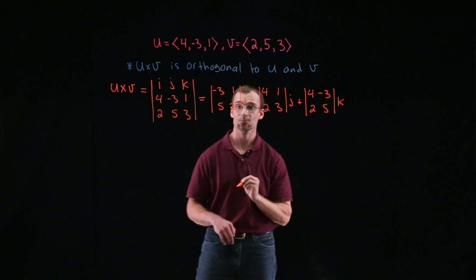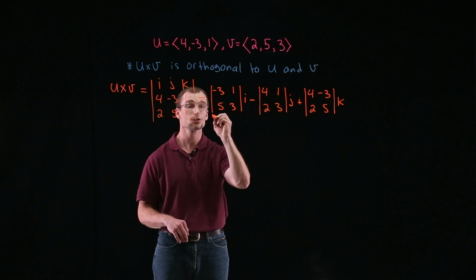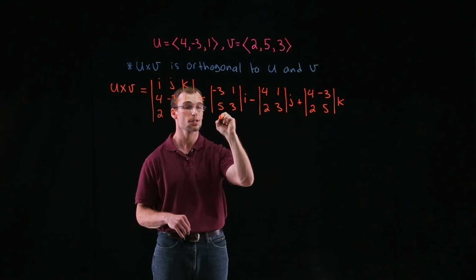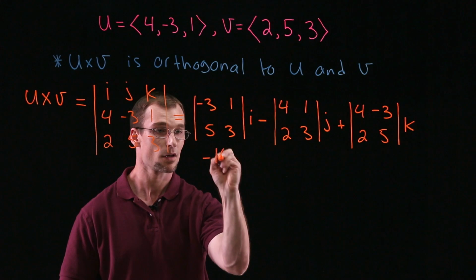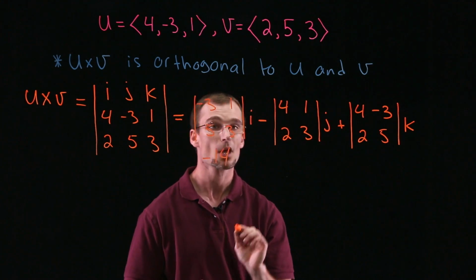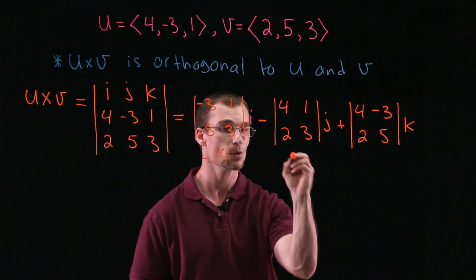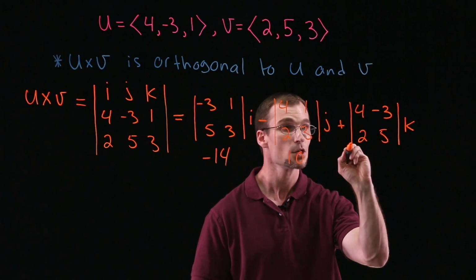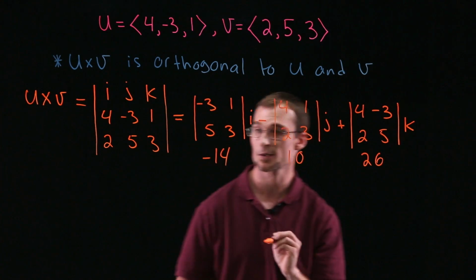And that's times k. Okay, so taking the determinant of a 2 by 2 matrix, we're going to multiply down our diagonals. So -3 times 3 gives us -9, and subtracting the other product across the other diagonal, 5 times 1. So -9 minus 5 gives us -14. So we'll find the determinants first and then put everything together. So the first determinant, -14. Our second determinant, 4 times 3 is 12, minus 2 gives us 10. And lastly, 4 times 5 is 20, minus 2 times -3, minus a -6, gives us a positive 26.